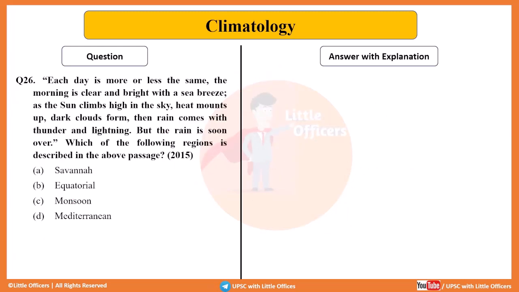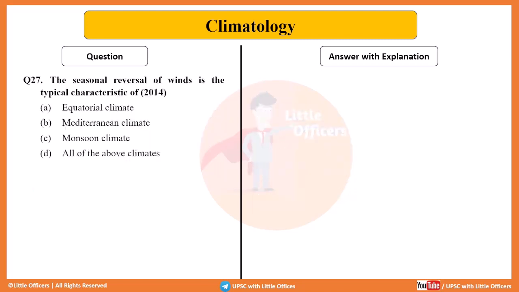Next, each day is more or less the same. More or less the same means equatorial locations. The morning is clear and bright with sea breezes. The sun climbs high in the sky, heat mounts up, dark clouds form, then rain comes with thunder and lightning, but the rain is soon over. All of it is clearly describing the behavior in the equatorial locations. All of a sudden there is a torrential rainfall, again it disappears, there is sun, again there is cloud. This kind of lack of variation we can see in the equatorial locations only.